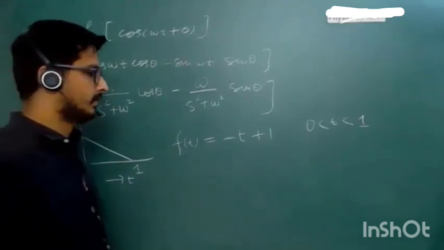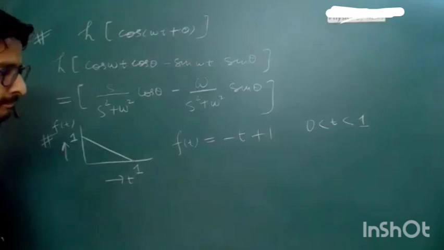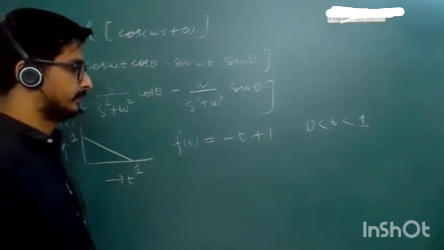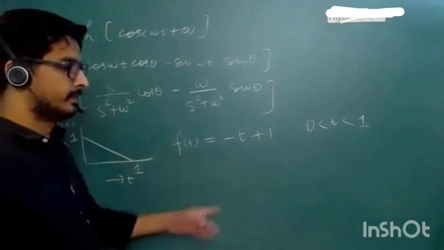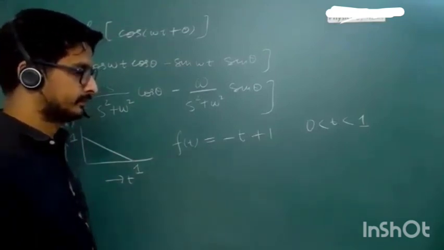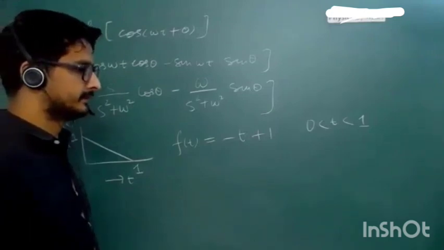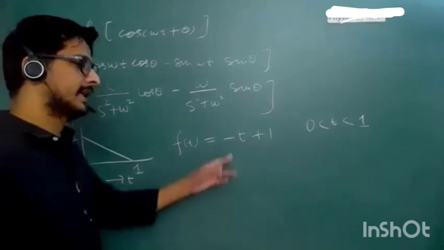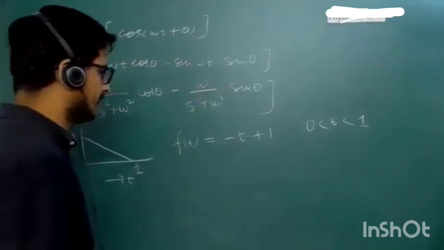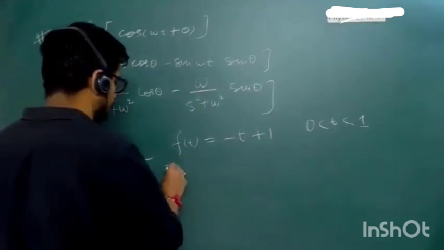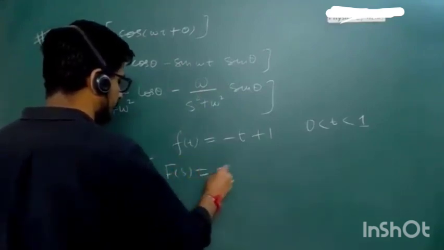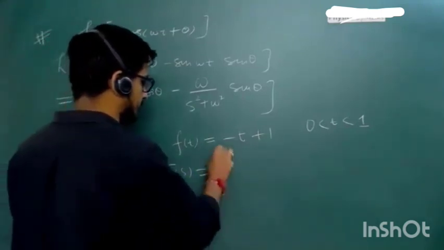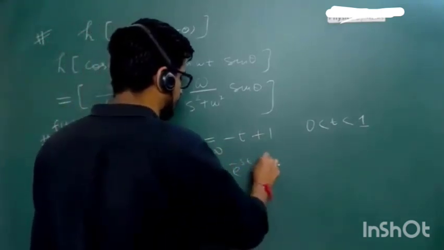Can you tell how to write? Yes, sir. The definition. Minus t plus 1. No. So definition. Because that definition is from 0 to infinity. So we will write here as f of s is equal to integral 0 to infinity e to the power minus st ft dt.